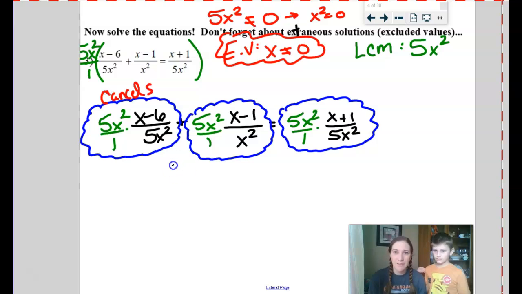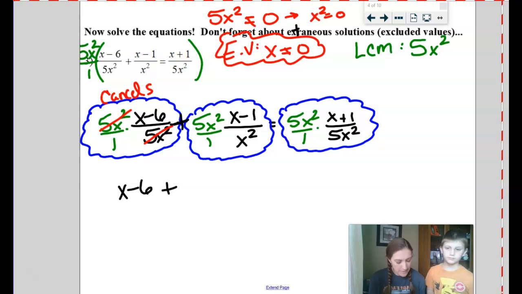Yeah, so now we're looking for things that cancel. So if they're on top and bottom, they're going to cancel. So the 5 and the x squared will cancel. And all we're left with is x minus 6. Now notice the denominator has a 1, but we know 1s don't do anything, so we're just not going to write it down. There's a plus sign hidden right here. I'm going to write that down.